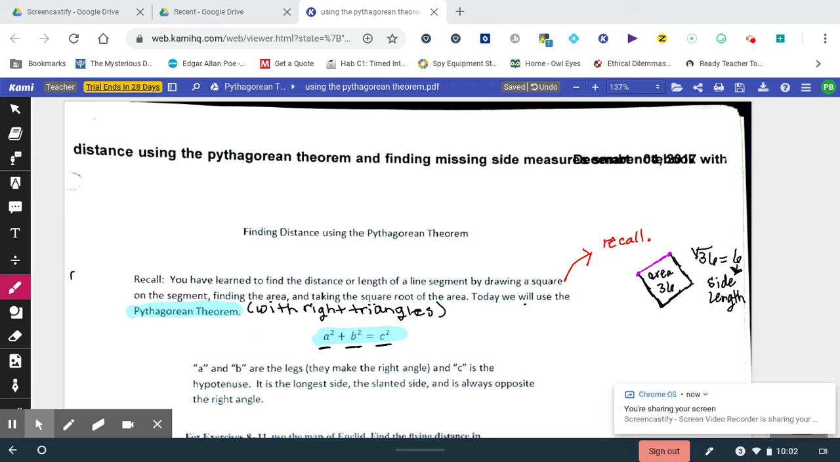All right, for this lesson, we're going to be using the Pythagorean theorem and finding missing side measures in a right triangle. And some of these segments that you see won't have a right triangle drawn on them, or they won't be attached to a right triangle.